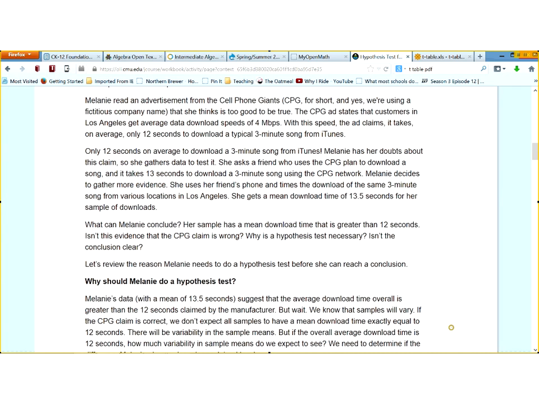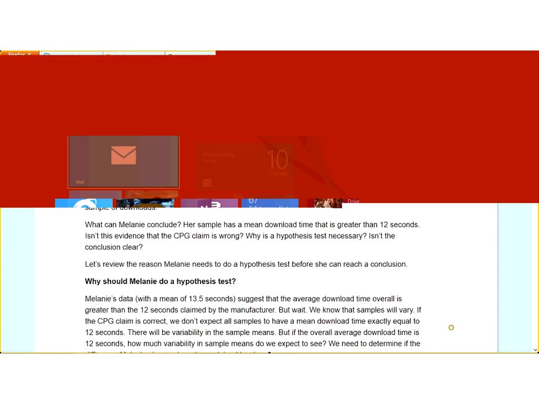So she asks a friend to use the network to download a song, and it takes 13 seconds to download it. Well, that's more than 12, but that's not evidence. So she has the friend do it several times, and she gets a mean download time of 13.5 seconds for her sample of downloads. So how would that work as a hypothesis test?